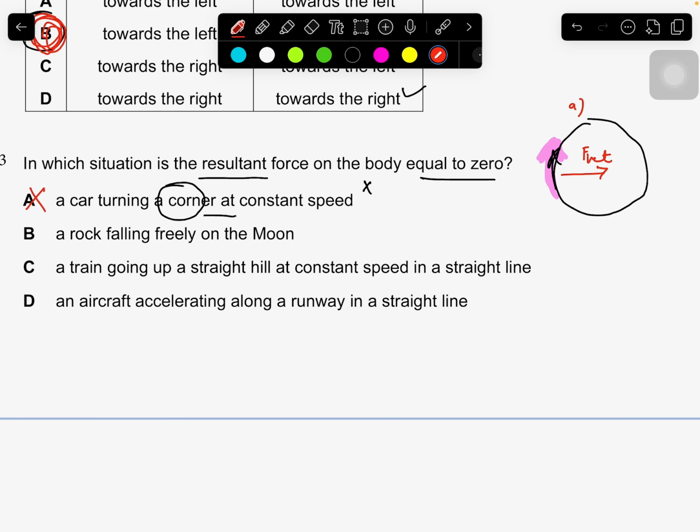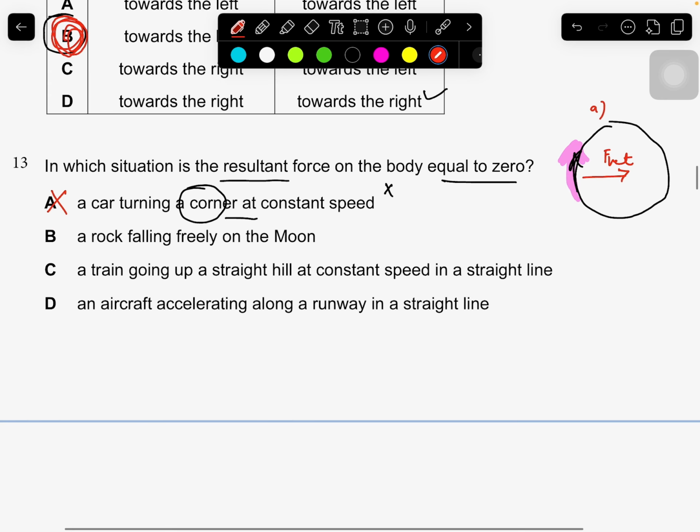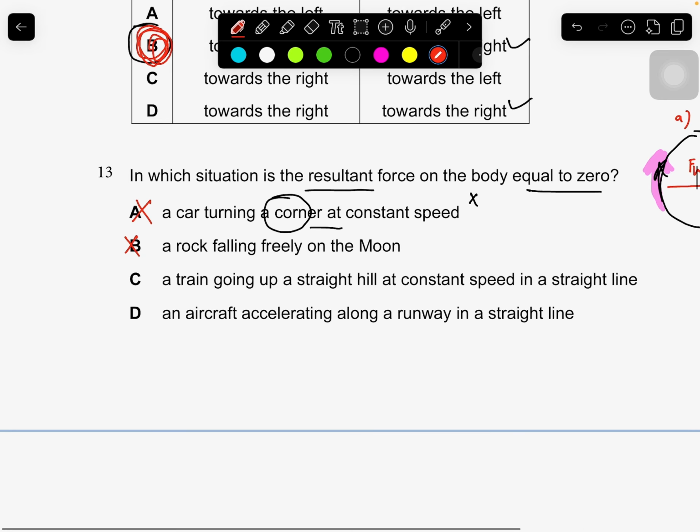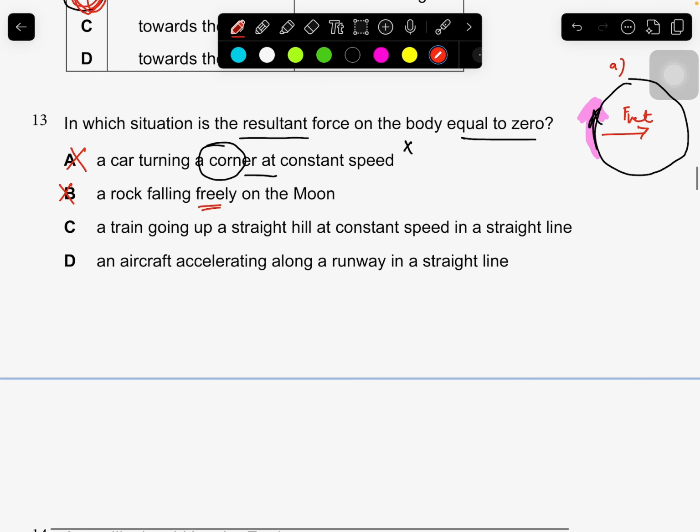B, a rock falling freely on the moon. Again, not. Because if it's falling freely on the moon, there is still the force of gravity of the moon, even though it's very, very little. The moon is going to attract the rock a little bit. Free fall just means there's no air resistance, but there's still the weight of the rock. So there is a resultant force here.